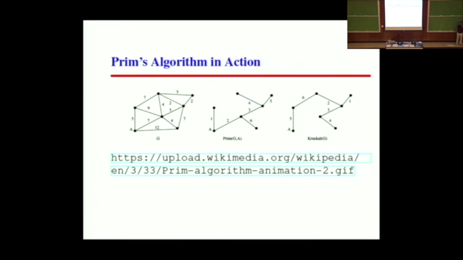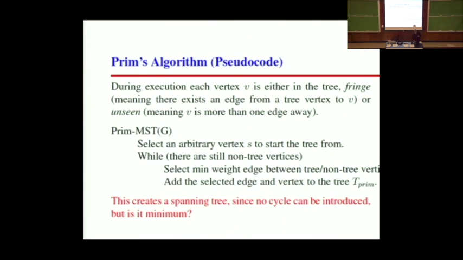Okay. Let's get back to Prim's algorithm now. Why is Prim's algorithm always going to give us the minimum spanning tree? Does everybody see the algorithm? Basically, start from an arbitrary vertex. While there is a vertex not in the tree, add the minimum weight edge between the tree and a non-tree vertex. Then add that edge and vertex to the tree and keep going until it stops. It's got to be clear this is a spanning tree. But is this really minimum weight over all possible spanning trees? Any questions? How can we prove this?